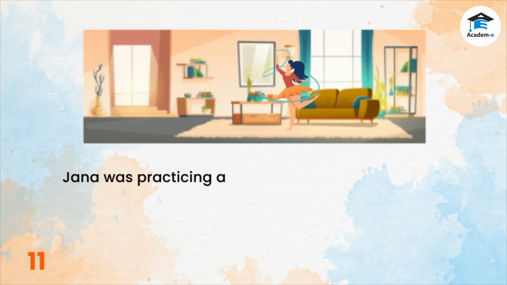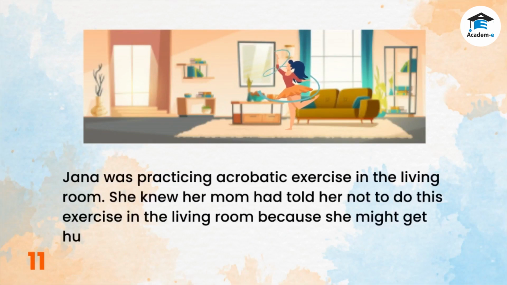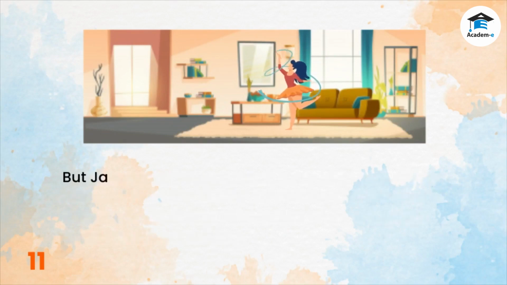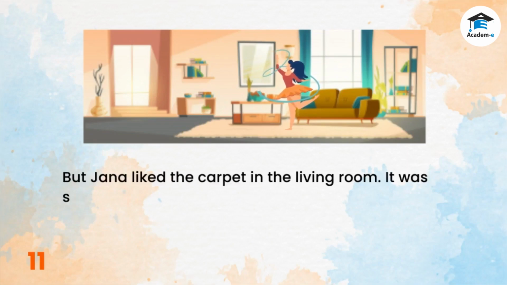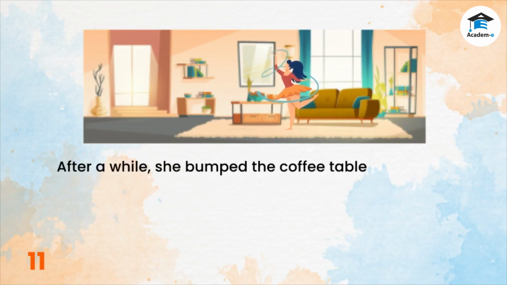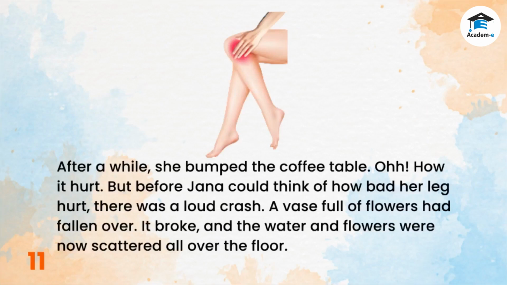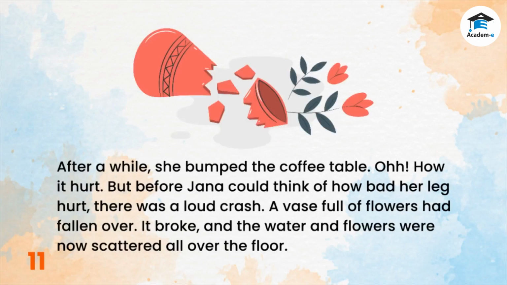Jana was practicing acrobatic exercise in the living room. She knew her mom had told her not to do this exercise in the living room because she might get hurt or break something. But Jana liked the carpet in the living room. It was soft, and it felt good whenever she fell. So Jana kept exercising. After a while, she bumped the coffee table. Oh, how it hurt! But before Jana could think of how bad her leg hurt, there was a loud crash. A vase full of flowers had fallen over. It broke, and the water and flowers were now scattered all over the floor.